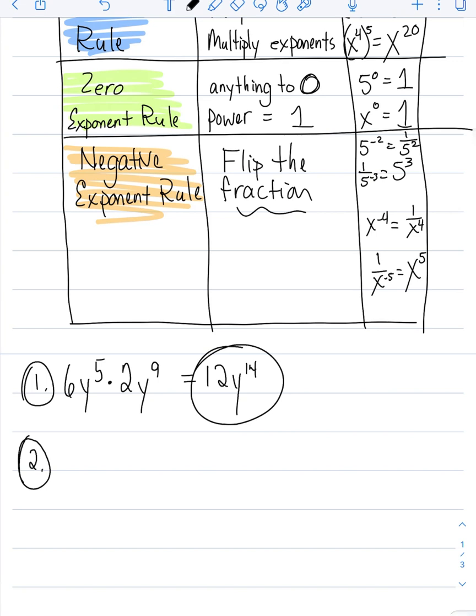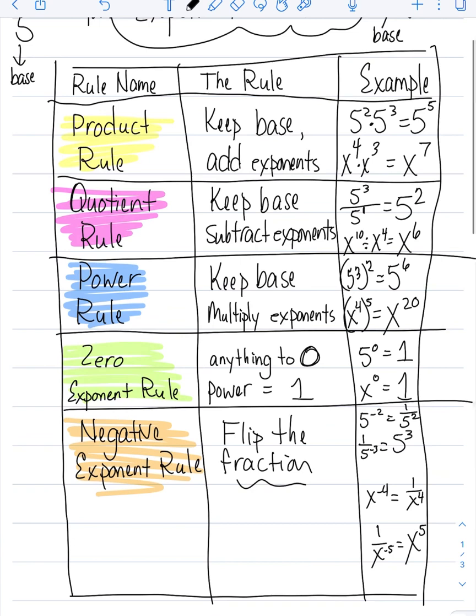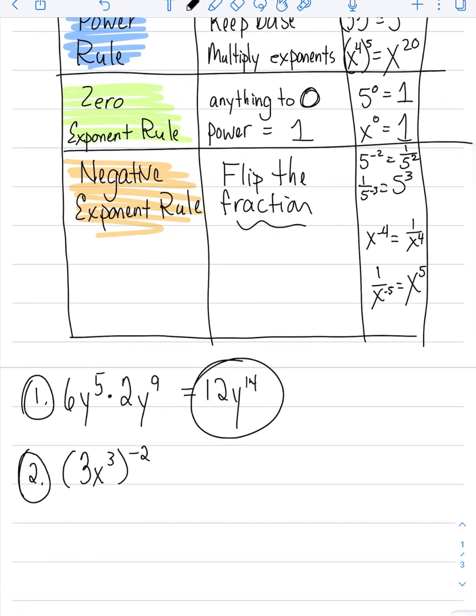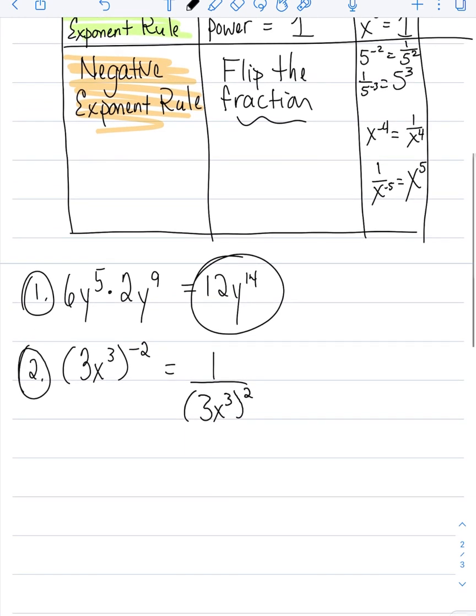Let's look at a few more different configurations. So let's say we have in parentheses 3x to the 3rd power to the negative 2nd power. Well, I notice two different rules. I notice the power rule, your signal there is parentheses most of the time, and I notice the negative exponent rule. Well, in this situation, it's going to be easier to deal with the negative exponent first. Since everything is to the negative 2nd power, I'm going to flip that and now put everything to the positive second power. Now I'm going to use my power rule.